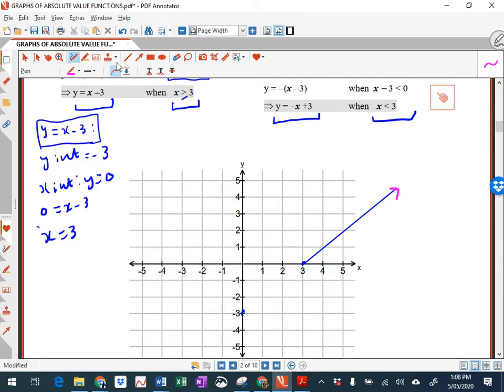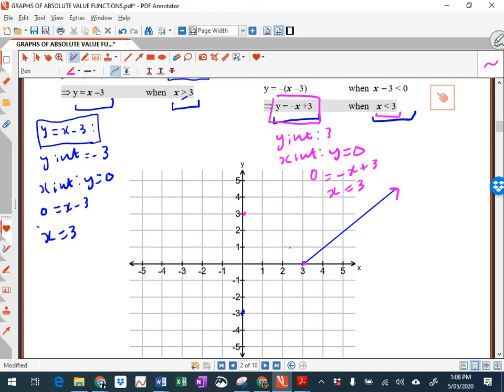Now the second bit you've got to do is you've got to sketch y equals minus x plus 3 for x values which are less than 3. Okay, so straight away you look at the positive 3 and you know that the y-intercept is 3. Now to get the x-intercept, you're going to put y equal to 0. Okay, if I put y equal to 0 there, I'm going to get 0 equals minus x plus 3, and that means x must be 3 there. Okay, so I'm going to go to 3 here. I'm going to go to 3 here. These are the two intercepts.